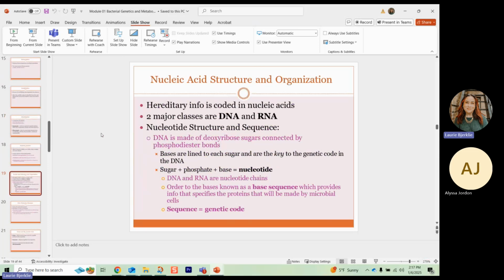Just like you probably learned at some point in biology or A&P, nucleic acid structure: we have DNA and RNA. DNA is made up of a sugar, a phosphate, and a base, so they're nucleotides. These nucleotide chains are put together in a specific sequence, and that is our genetic code, if you will. So this is all just background information again.